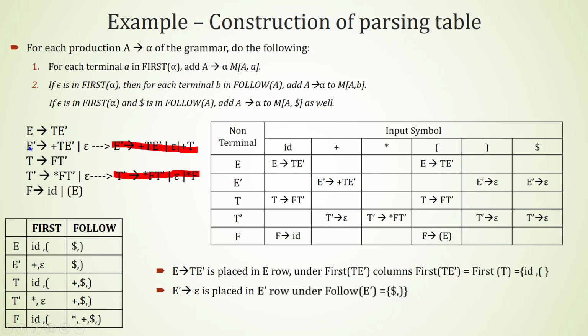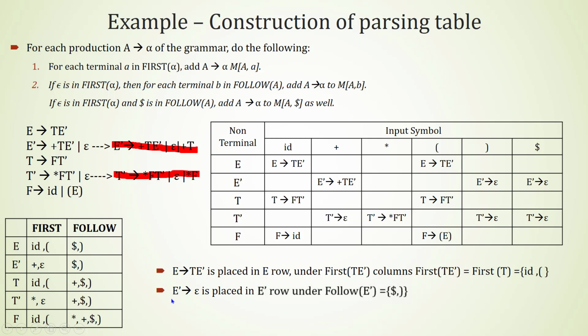Next we have to look at the epsilon productions. Here I have the production E dash gives epsilon. If there is a production E dash gives epsilon, then it is placed in the E dash row under follow of E dash, that is under dollar and closing bracket. So in the E dash row under dollar I placed E dash gives epsilon, and also under closing bracket I have placed E dash gives epsilon.